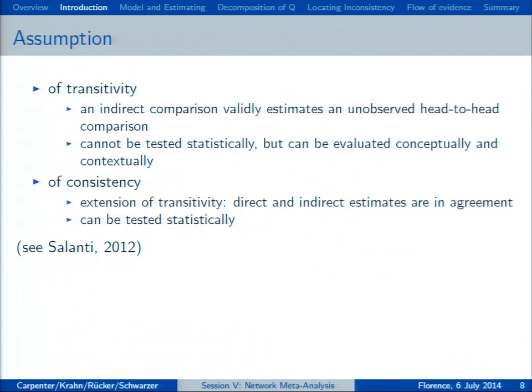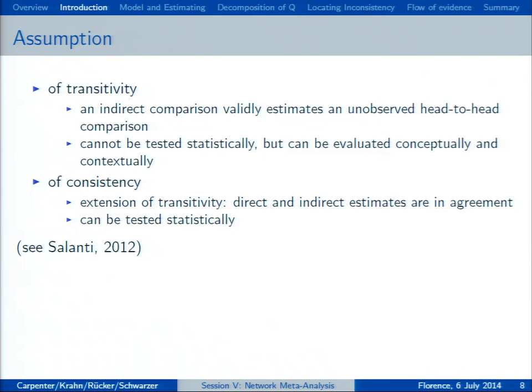Okay, the underlying assumption for this, that we can do indirect treatment comparison and network meta-analysis, is the transitivity. The transitivity means that an indirect comparison validly estimates an unobserved head-to-head comparison. This transitivity cannot be tested statistically, but can be evaluated conceptually or contextually.